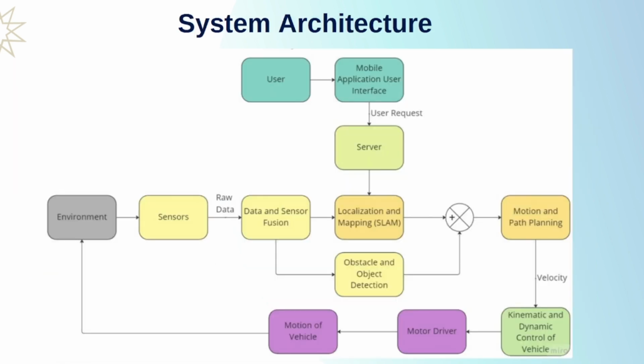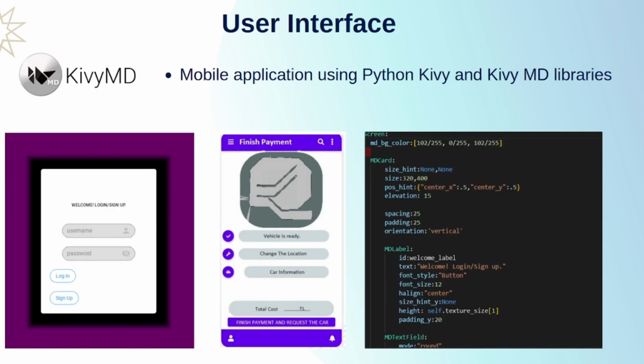In our system architecture, we have the user and the mobile application, which will connect to the autonomous vehicle using a server. This autonomous vehicle will use sensors and the data from the sensors, along with localization and mapping and path planning, to autonomously drive to the location of the passenger. In the user interface, both Kivy and KivyMD libraries are used. The KivyMD library is mostly for design to make it look more professional, and Kivy is used for, for example, the login page or password page, or for example, mapping.